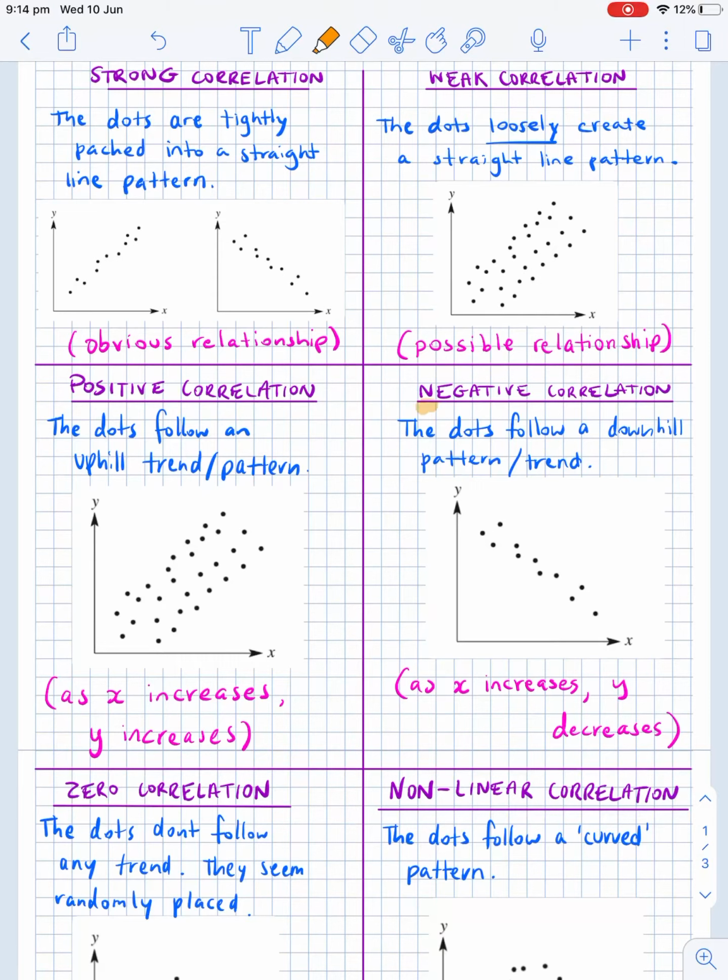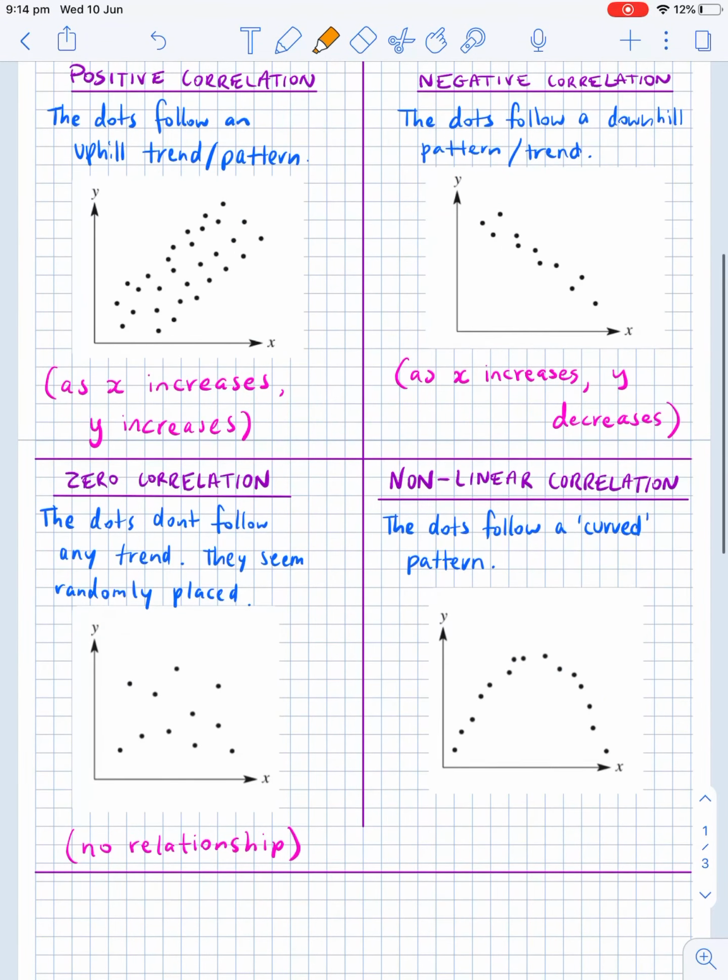If you've got negative correlation, that's where the dots are following a downhill trend. So you can see here they're roughly following that sort of direction. That means that as x is increasing, the y values are actually decreasing. They're going down. So that's the sort of relationship you have when you have negative correlation happening.